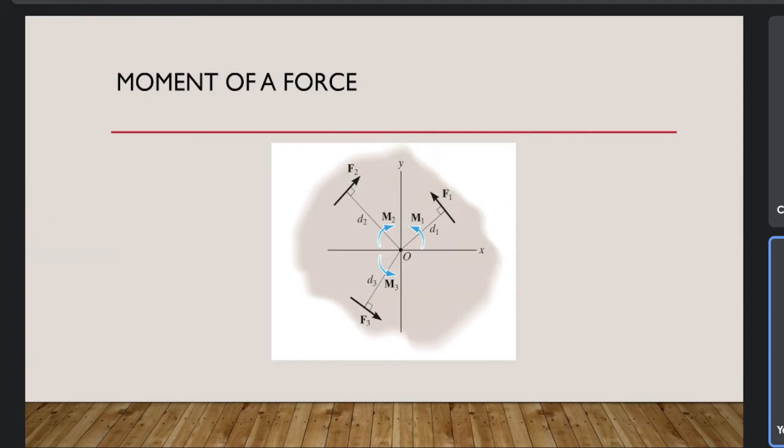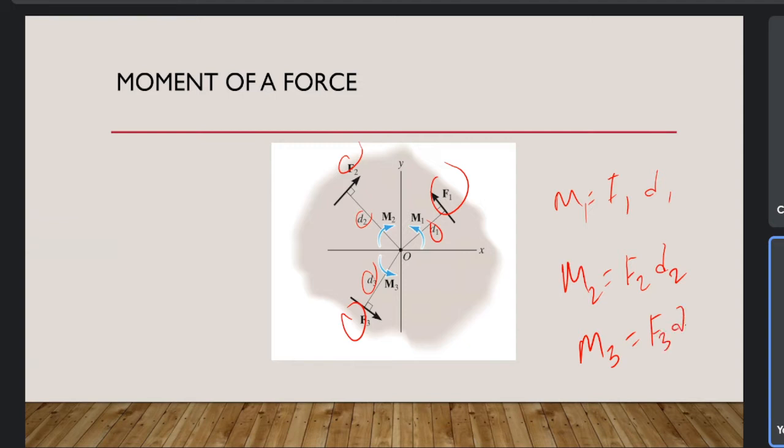Let's take an example in this diagram. You can see there are three different forces, F1, F2, F3, and each of them has a certain perpendicular distance. Those forces are acting from the point O with perpendicular distances D1, D2, and D3. So each of the moments can be derived. F1 times D1 equals M1, moment 1. Moment 2 is F2 times D2. M3 is F3 times D3.